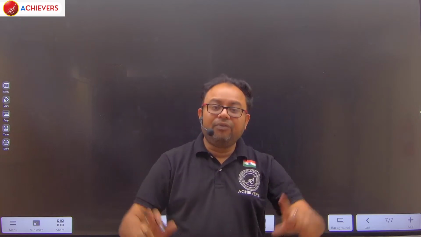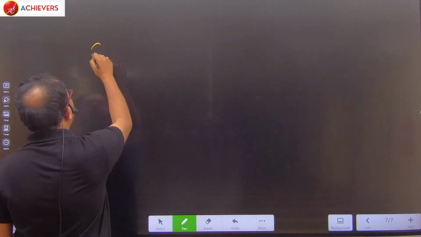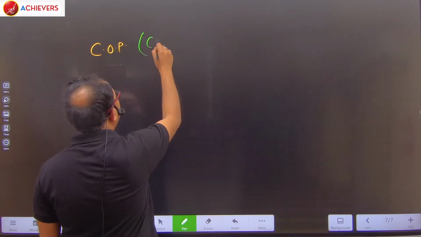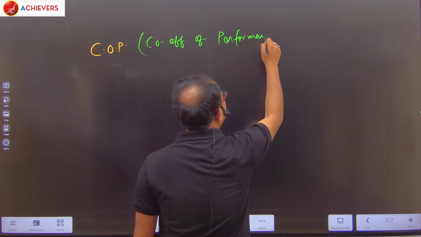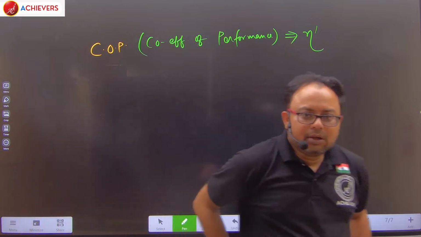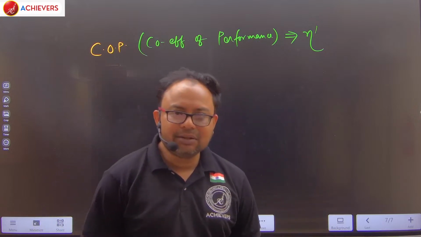That is understandable. But now my question is whether we have any parameter which can be directly measured with respect to R, and that is relevant to the working principle of R. There is a parameter called COP. The acronym stands for coefficient of performance, which is denoted as eta dash. So for a refrigerator, we'll be determining COP or eta dash.